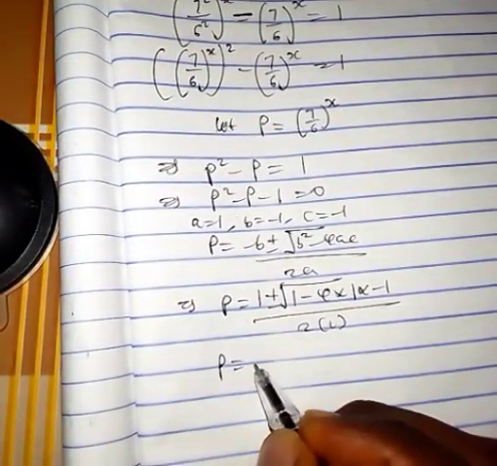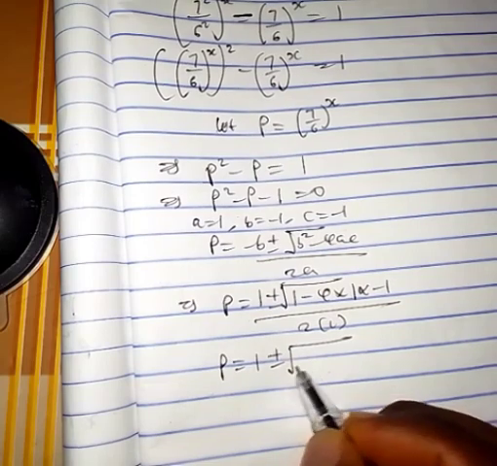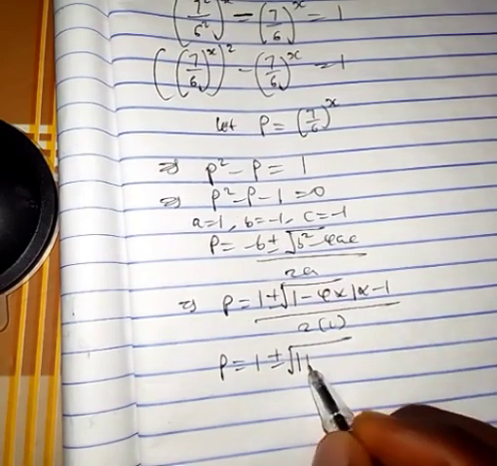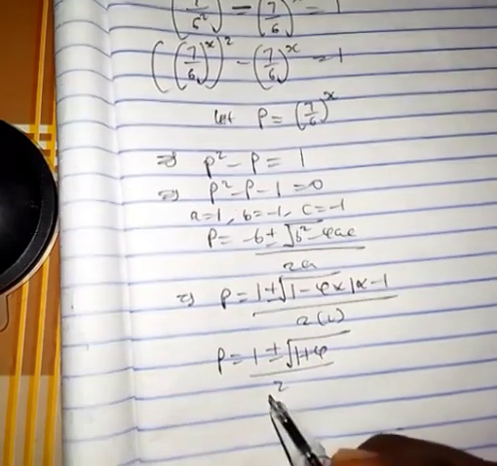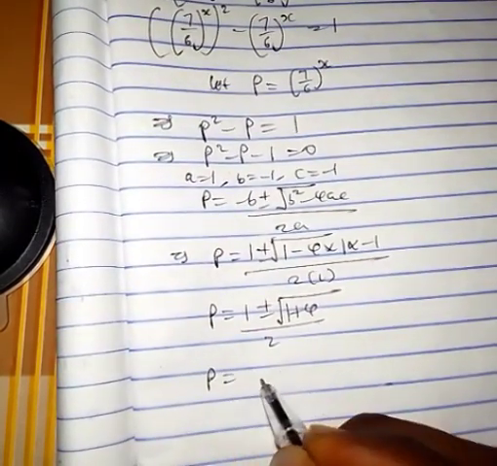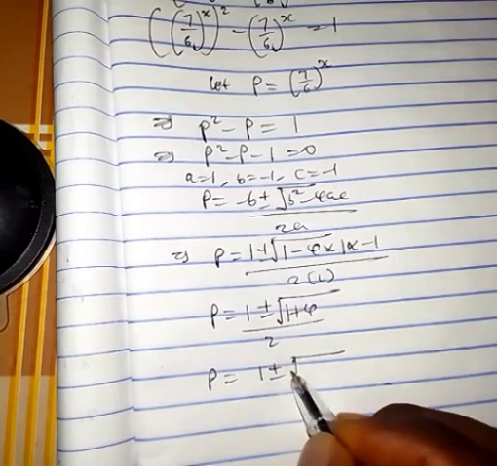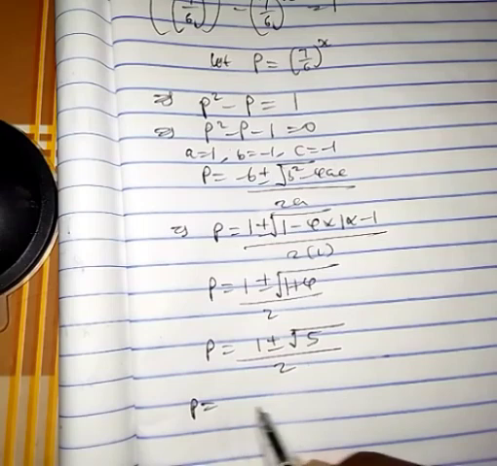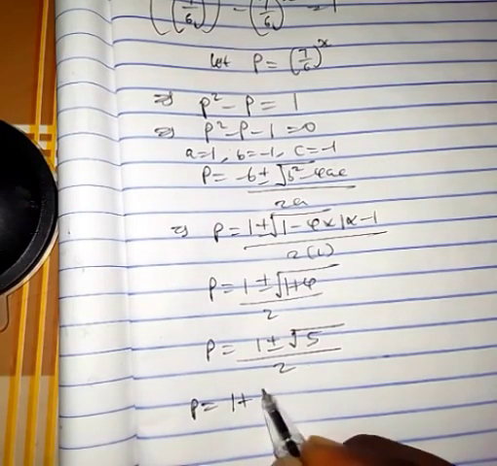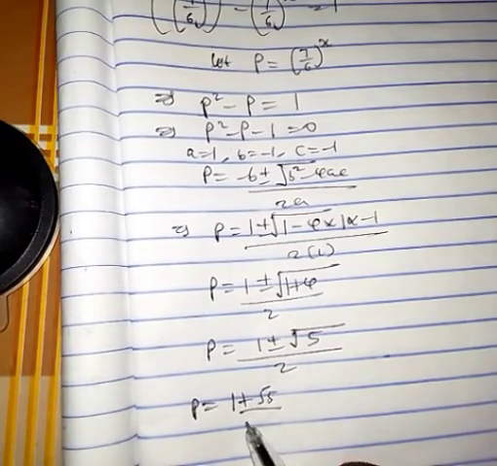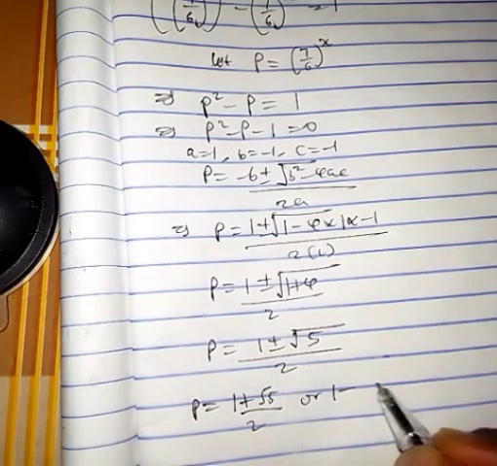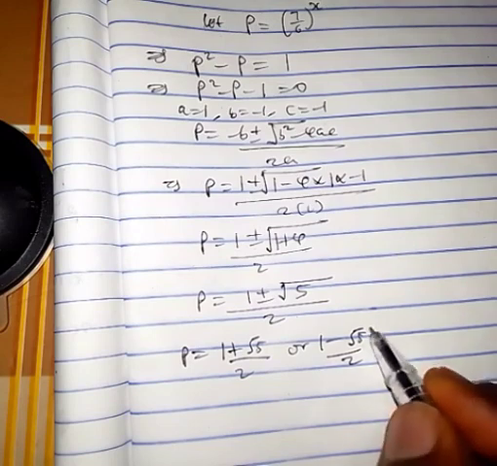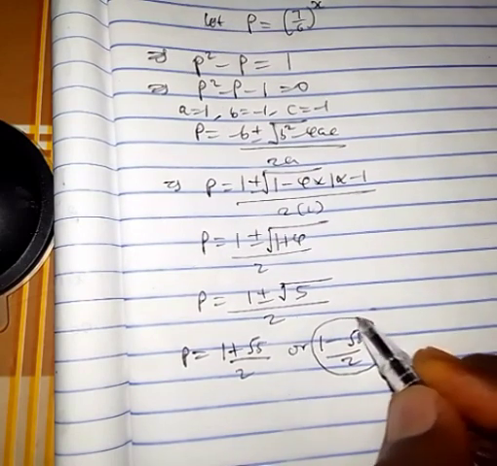So p equals 1 plus or minus the square root of 1 minus 4 times 1 times negative 1, that is plus 4, everything over 2. So we have p equals 1 plus or minus the square root of 5 over 2. This also implies that p equals 1 plus the square root of 5 over 2, or 1 minus the square root of 5 over 2. But this is a negative root. It will give a complex number, so we are going to ignore this.